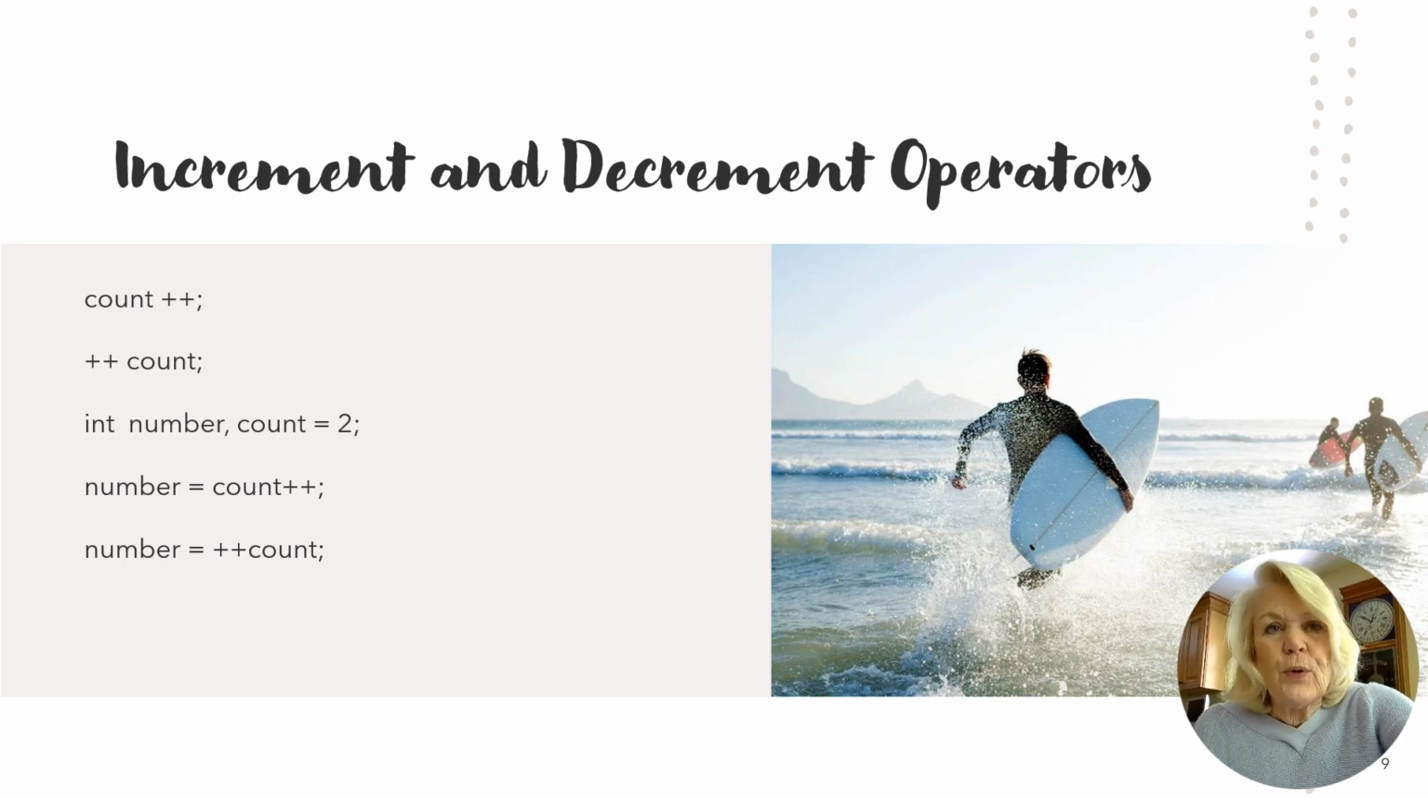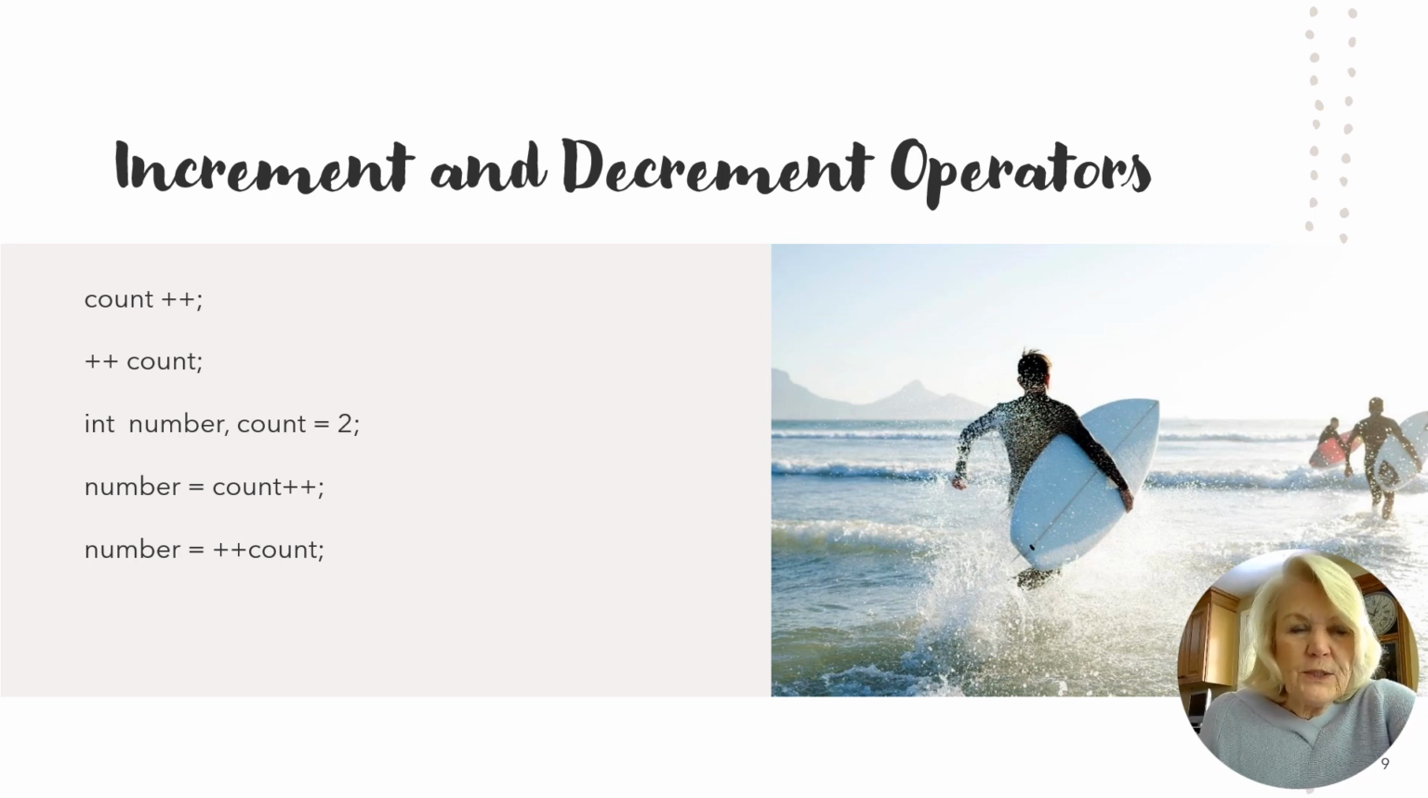Whether to use the pre-increment or the post-increment does not matter until you involve the assignment operator. In the first example, where number is assigned count plus plus, the first thing that happens is count, which has been given a value of 2, is assigned to number. So number is 2. Then you increment count, so count becomes 3.